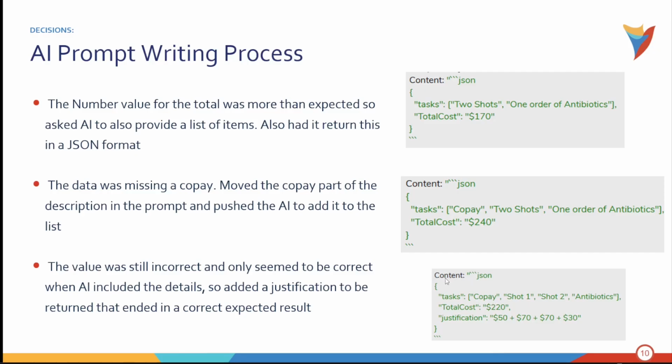But also, I was output in a JSON format, so it's a little bit easier now to separate that data out because I could have a data structure in decisions. Then I can only grab the total cost if I wanted. If I wanted, I could also use the task list or those justifications to do something with as well. But at least now the AI was giving me accurate results, and I was able to work through that.